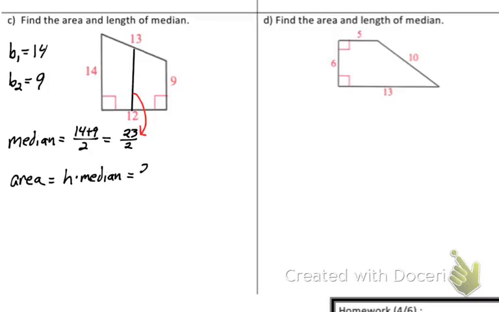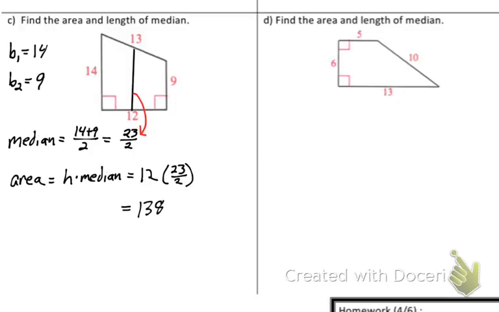Well, our height is 23. Not our height. Our height is going to be 12, because if I turn it sideways, our height is 12, right? By base 1, base 2. Our height is 12. Our median was that 23 over 2. That's going to equal 12 divided by 2 is 6. 6 times 23 is 120 plus 18 is 138.